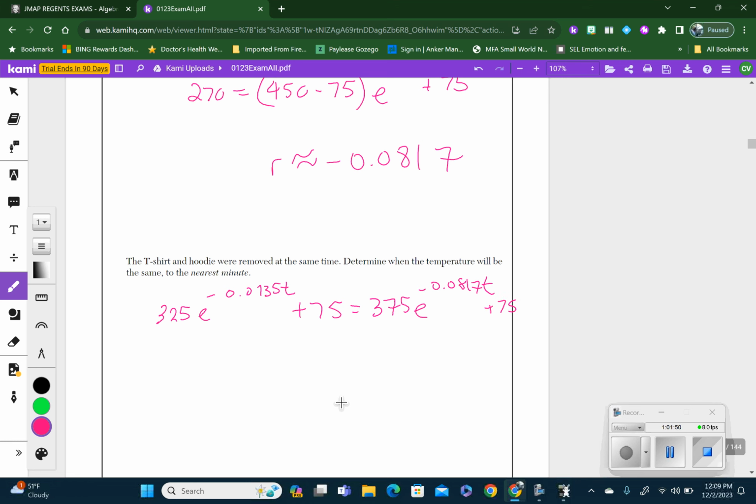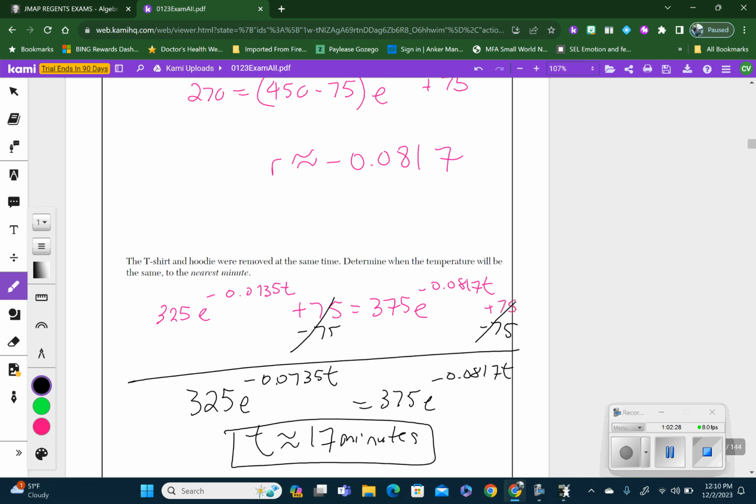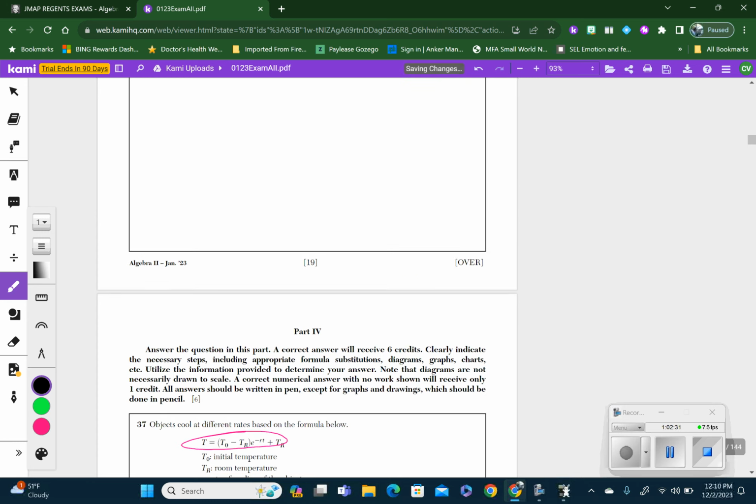So now my plus 75s, right? I could just minus 75, minus 75, and they cancel out. These cancel. So I have to see where is 325 e to the negative 0.035 t equal to 375 e to the negative 0.0817 t. And this is, again, straight calculator. See where they intersect, and you get t is about 17. So it says determine when the temperature to the nearest minute. So this is about 17 minutes is the answer. And again, please do this yourself to make sure. That is a lot of points that we just accumulated right here.